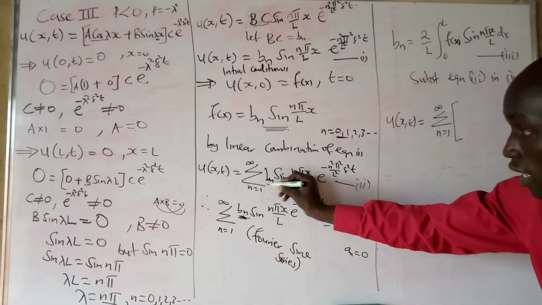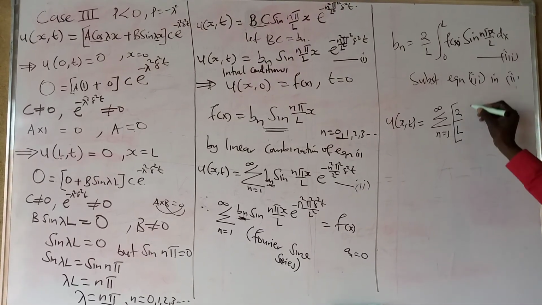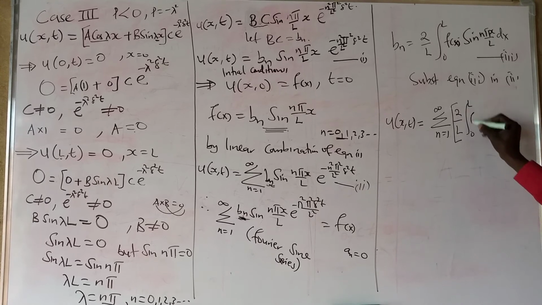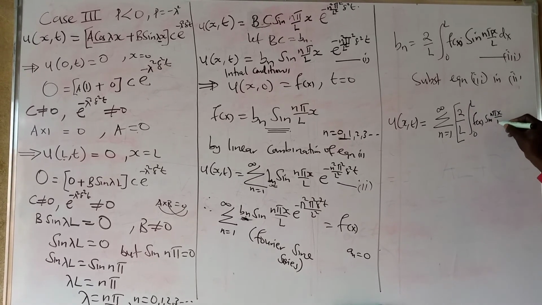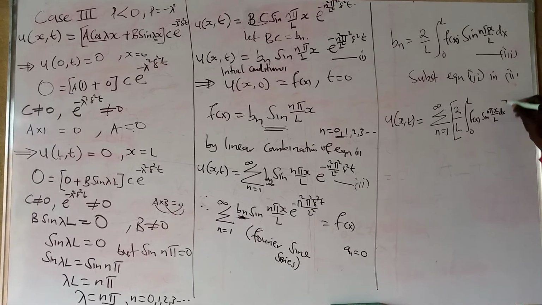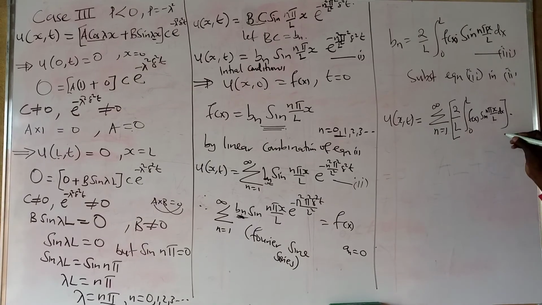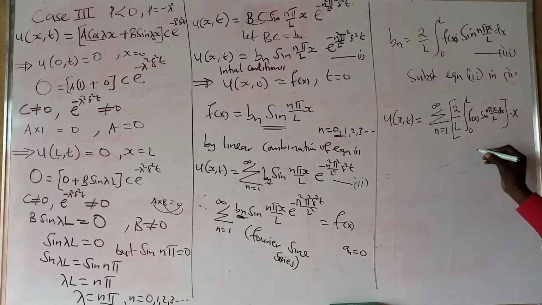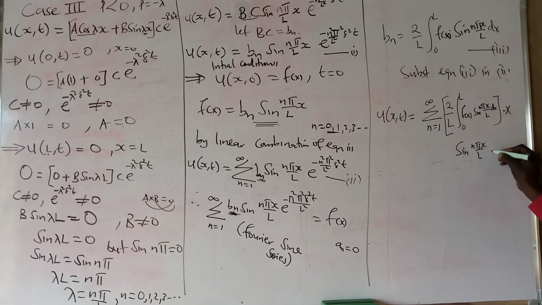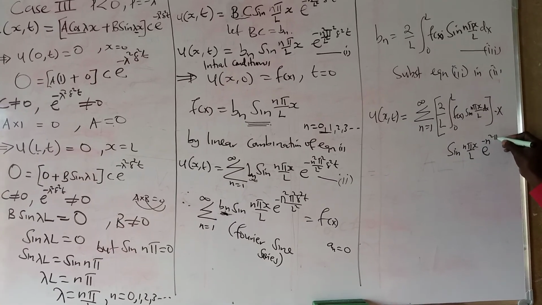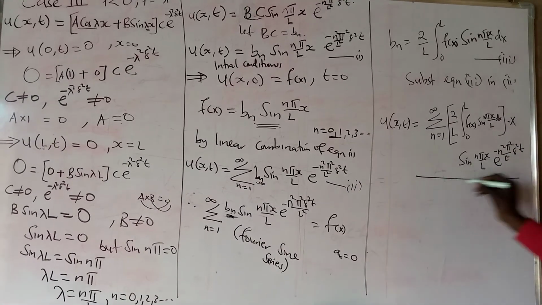So substituting back here, you shall have 2 over L, integral from 0 to L, f of x sine of n pi x over L dx. That's our Bn. Then you put the remaining term here, times sine n pi x over L, exponential negative n squared pi squared over L squared sigma squared, then t. So this is our solution to the PDE.